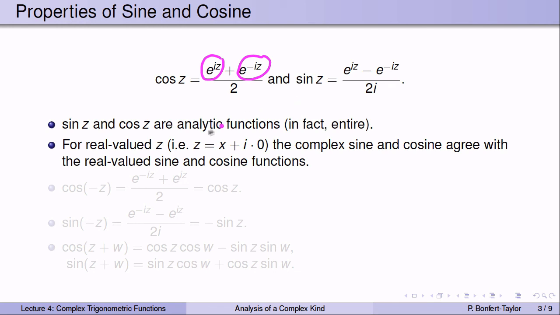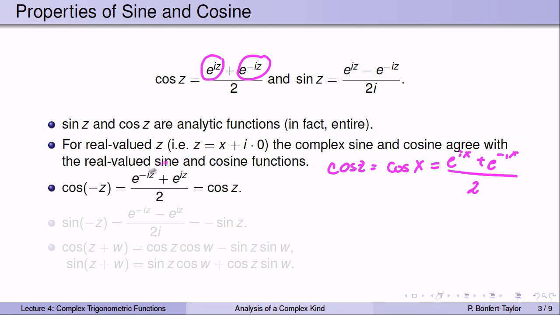For real-valued z's, so if you plug in a z of the form x with no iy, so just z is equal to x, the complex sine and cosine functions agree with the real-valued sine and cosine functions, because in that case I get cosine of z is equal to cosine of simply my x plus i times 0, and that's e to the ix plus e to the minus ix divided by 2, and that's the definition of our real-valued cosine function.